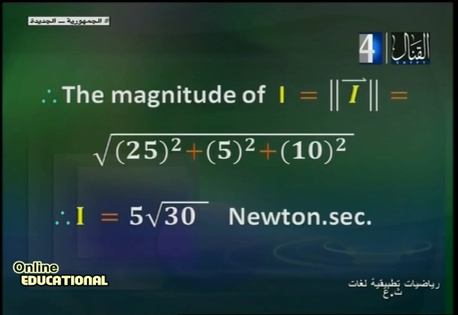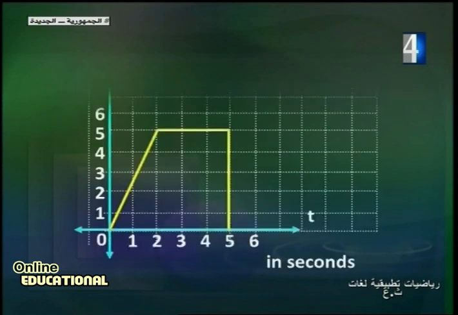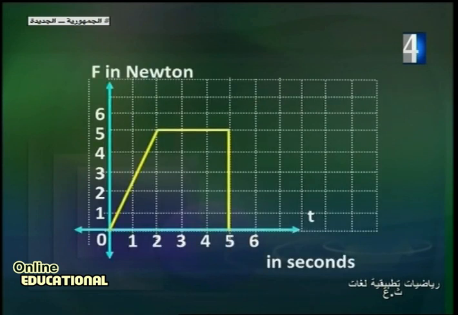Another exercise. The opposite figure represents the force time graph. Then the magnitude of the impulse of F within the time interval closed interval 0 to 5 in Newton second equals. We know that the impulse equals the change of momentum, which equals the area under the curve.